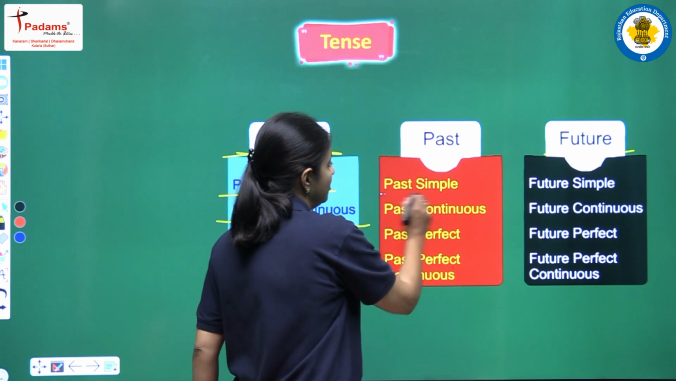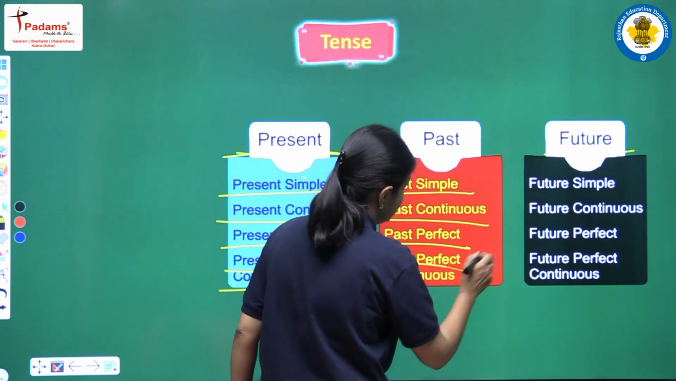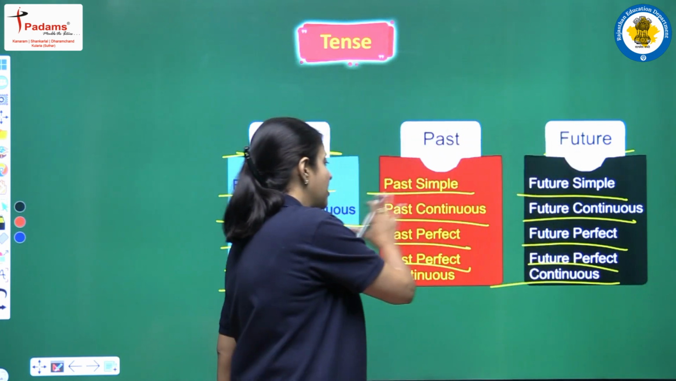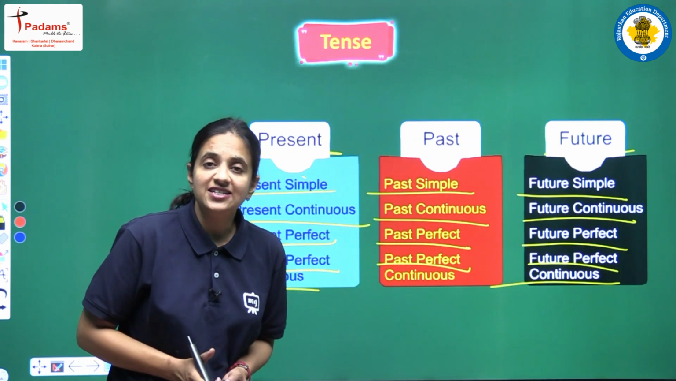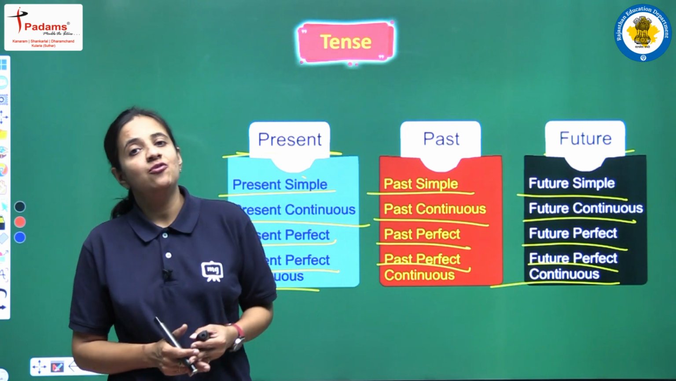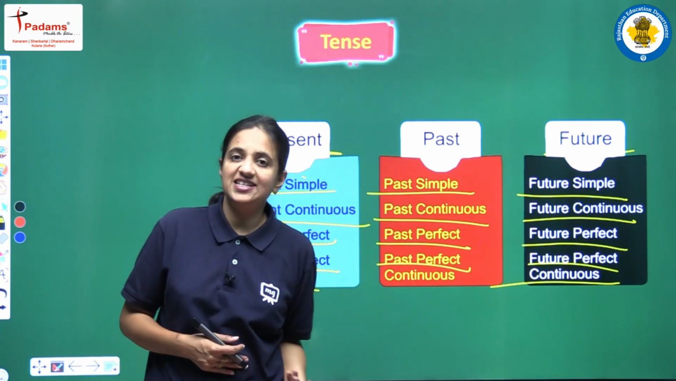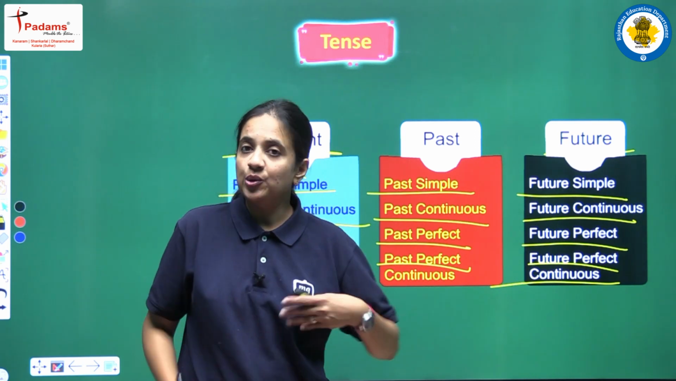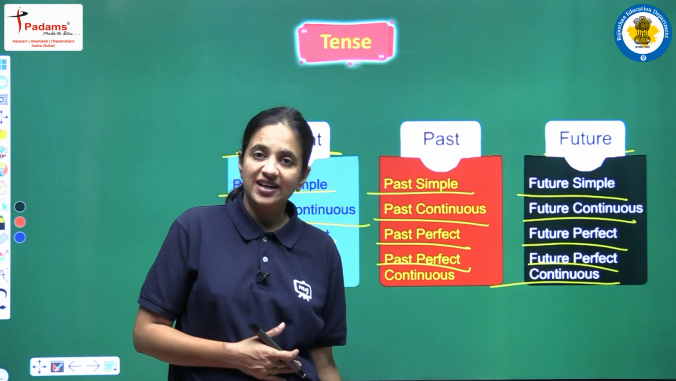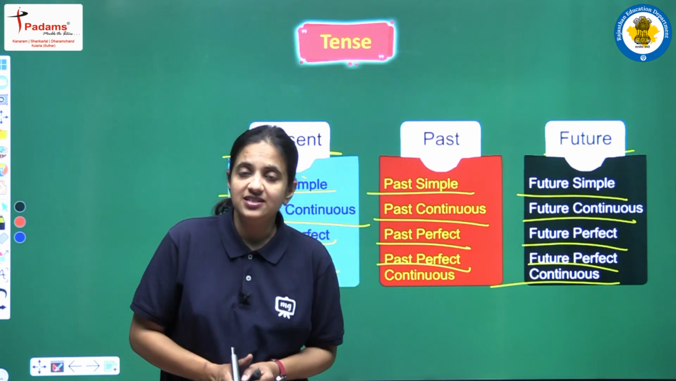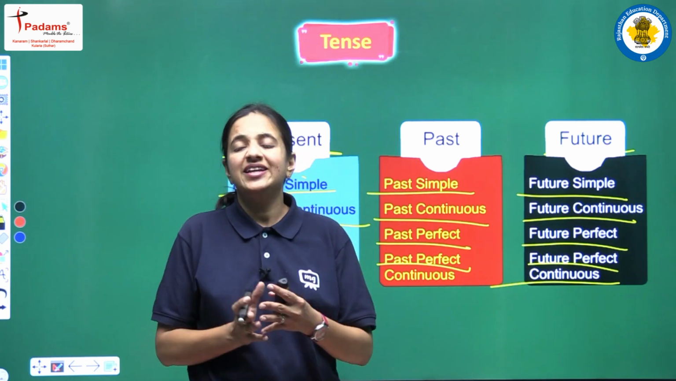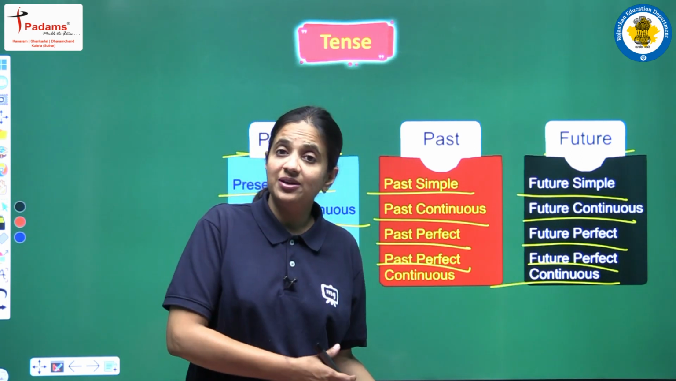So in this manner we have all these tenses with us, okay? Now we will cover all these tenses one by one. We will see all the different rules related to all these tenses. So just remember this thing, students, that all the tenses have their own helping verb and their own form of the main verb, okay?